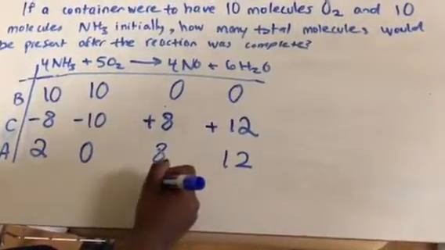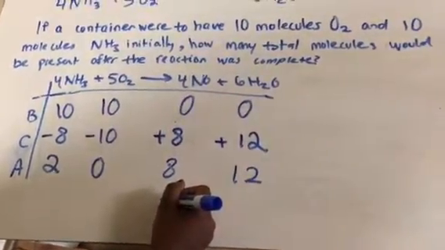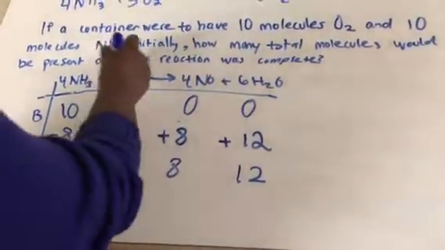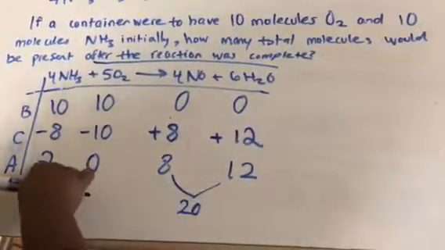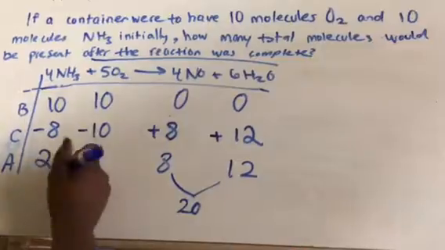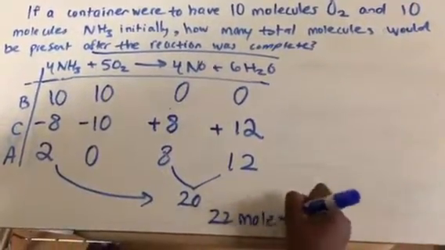Like the problem says, after the reaction is complete, we have to add together these, but we also have to keep in mind that there's reactants left over, so we add that to our total, which leaves us with 22 molecules left over.